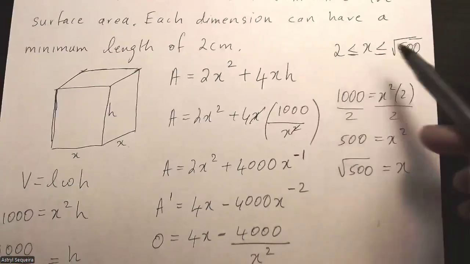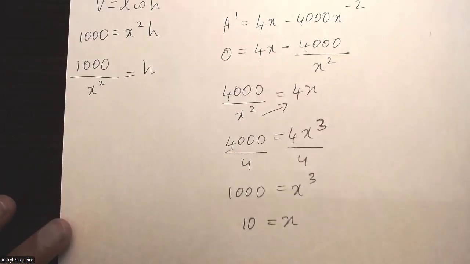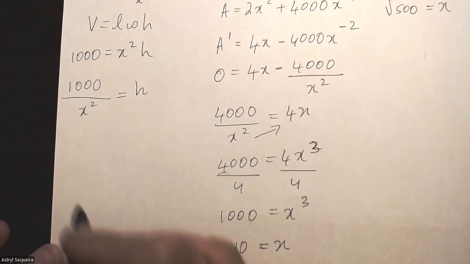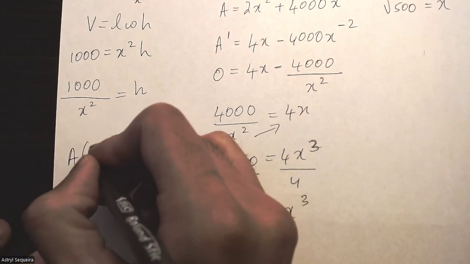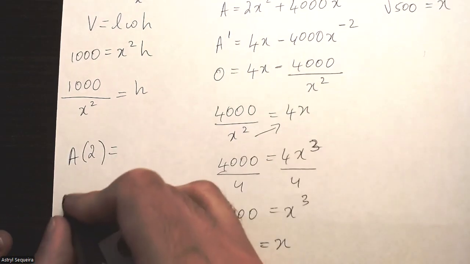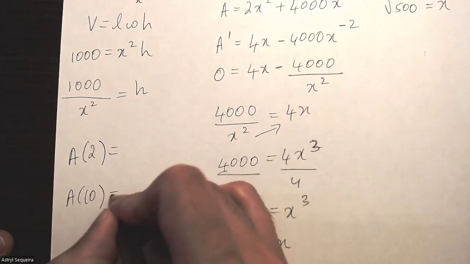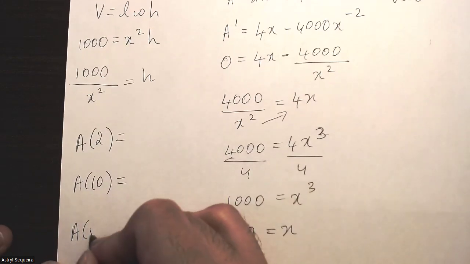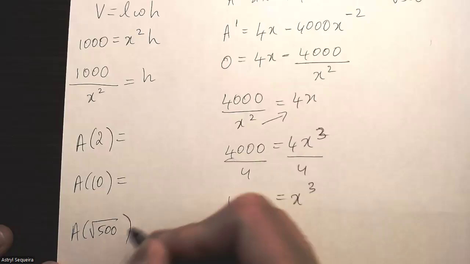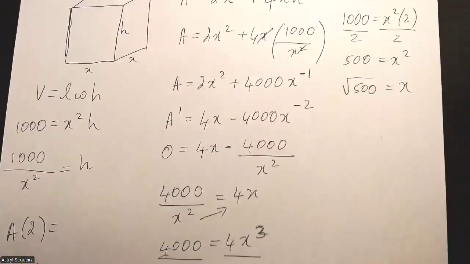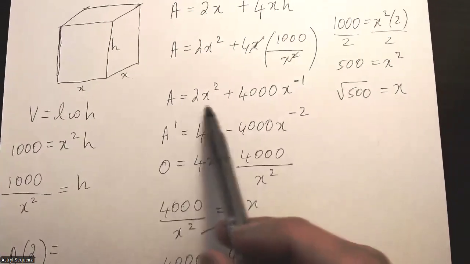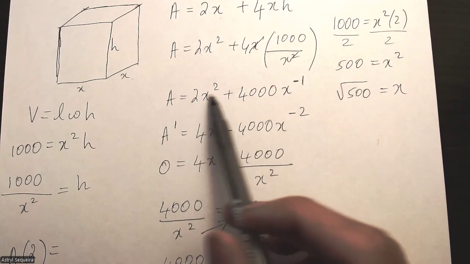So now I just have to test my endpoints and my critical point to see which one gives me the minimum. So all of these I'm going to sub into my area equation. So A of 2, A of 10, and A of square root 500. I'll actually write all my answers here in decimals so I can compare them. And I'm subbing them into this area equation right over here.